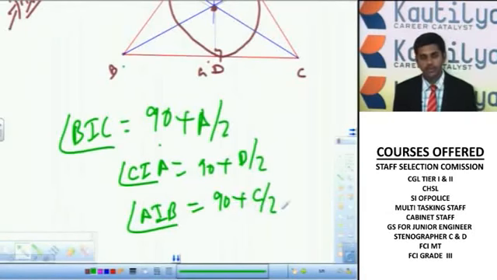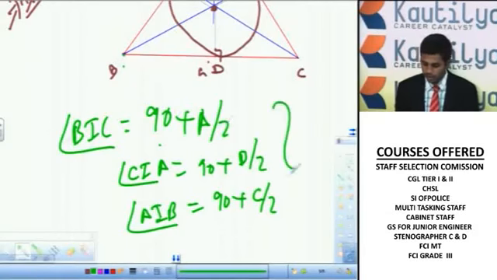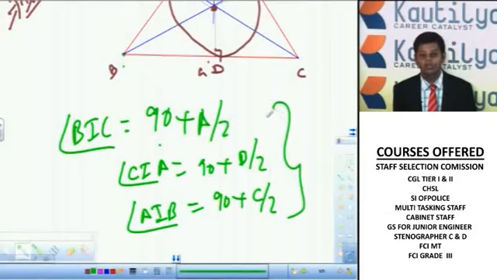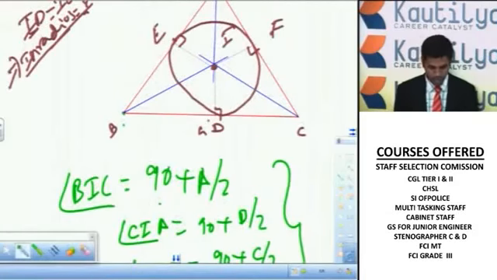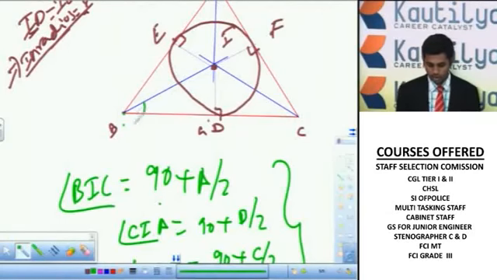These are the relations between the angles made at the incenter by the vertices and the other angles. These three relations are very important because questions will be asked directly from these three formulas. Derivations are not needed, because since BI and CI are angular bisectors, this value will be B by 2 and this will be C by 2.